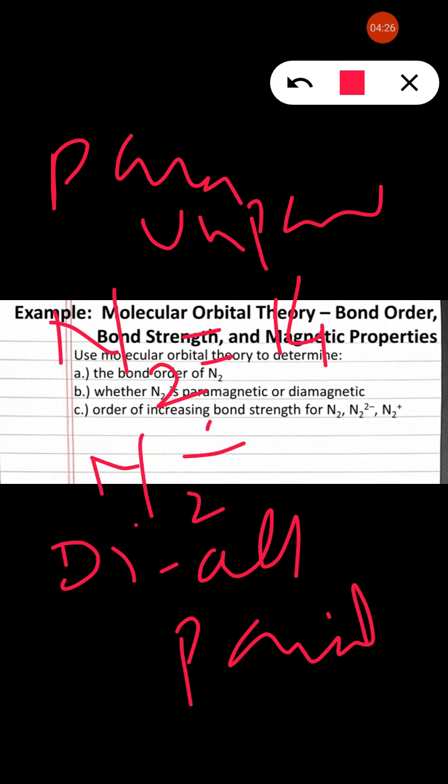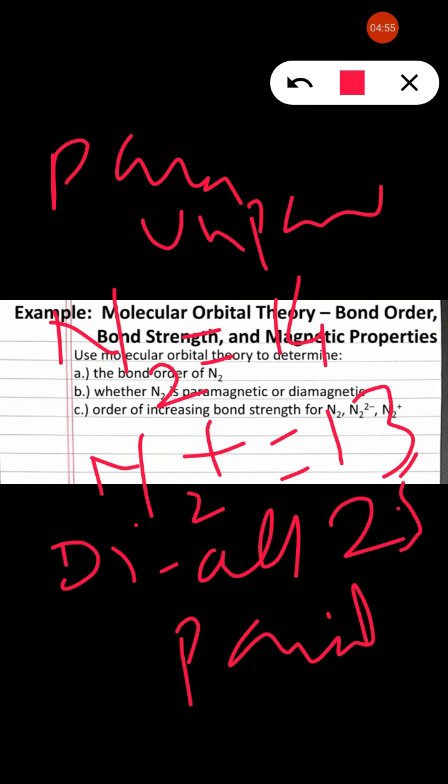Then suppose there is N2 plus. In nitrogen there are total 14 electrons, plus means 1 electron deficiency, so it becomes 13 electrons. For 13 electrons, again 14 is the middle one that gives bond order 3. Then 13 is reduced by 0.5, so its bond order is 2.5. In this way we have calculated the bond order of N2, N2 2 minus, N2 plus.